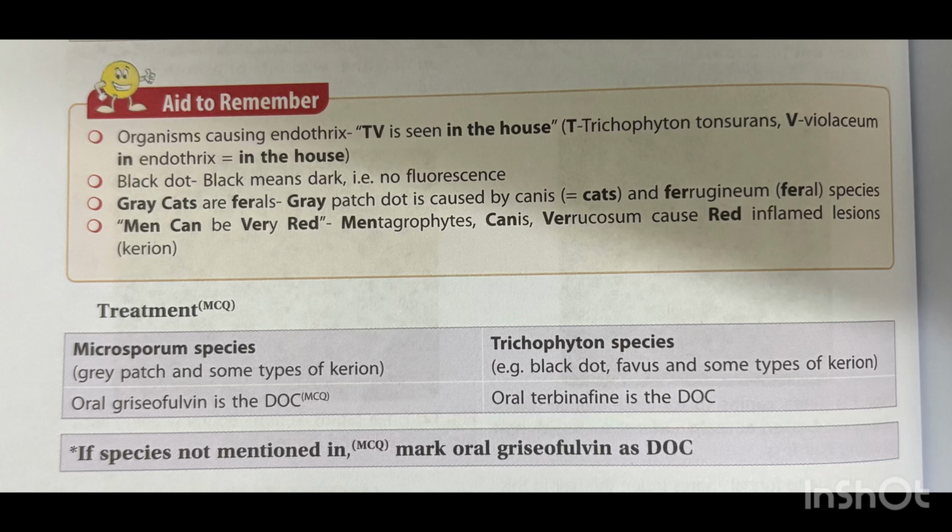Treatment: Microsporum species, grey patch, and some types of kerion: oral griseofulvin is the drug of choice. Trichophyton species, black dot, favus, and some types of kerion: oral terbinafine is the drug of choice. If species is not mentioned, mark oral griseofulvin as the drug of choice.